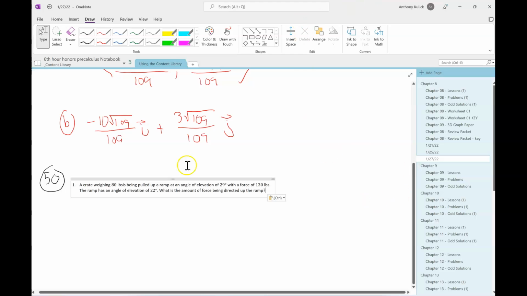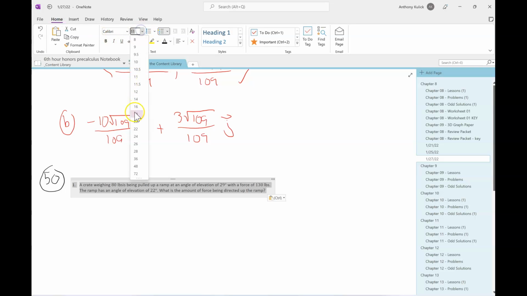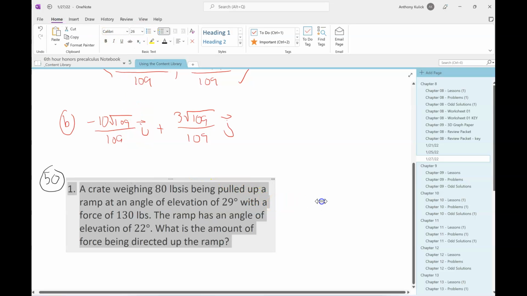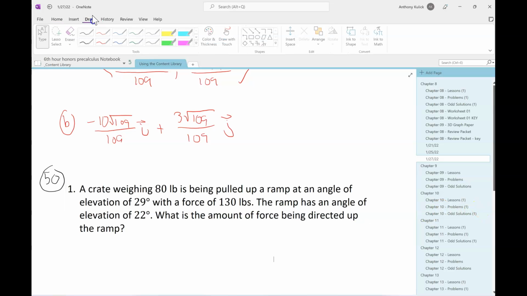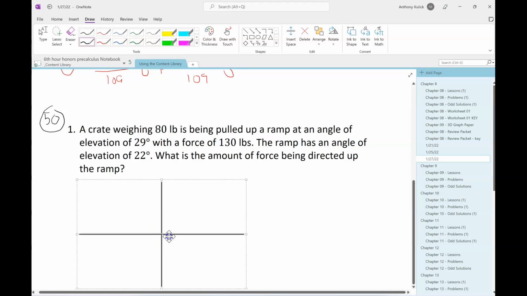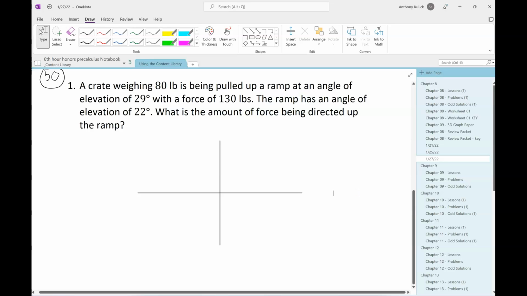So 50 says we got a crate weighing 80 pounds that's being pulled up a ramp at an angle of elevation of 29 degrees with a force of 130 pounds. And we have a ramp with an angle of elevation of 22 degrees. What is the amount of force being directed up the ramp? So I guess the first question we'd ask is, when you guys read this, how many vectors do you hear in the question? Should be 3.